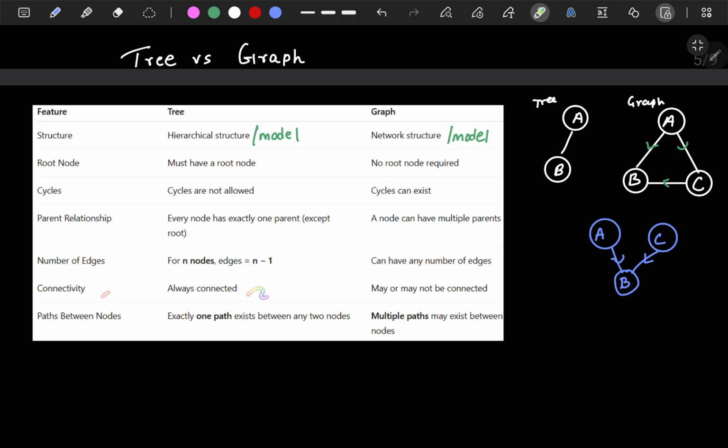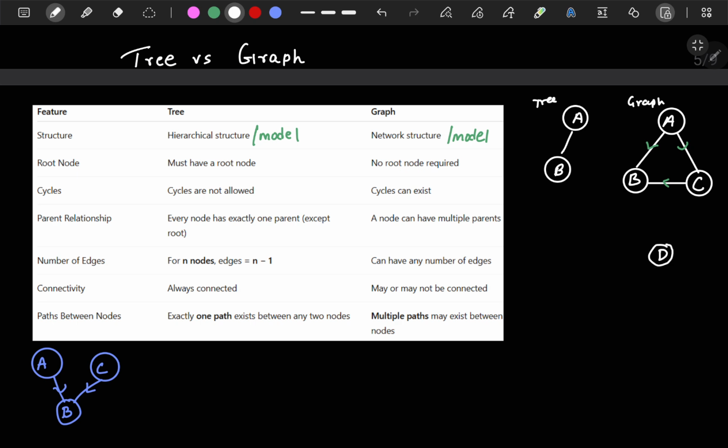Now coming to connectivity, a tree is always connected. A tree can never be disconnected. But coming to graph, it can be connected or disconnected. Both are possible. I will give you one example. For example, to understand this, let's take one more node here, that is D. And I will try to connect it with B.